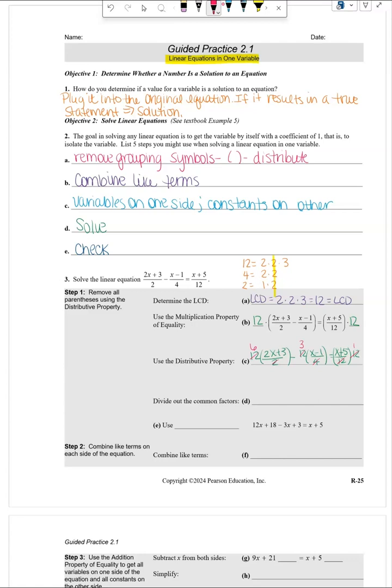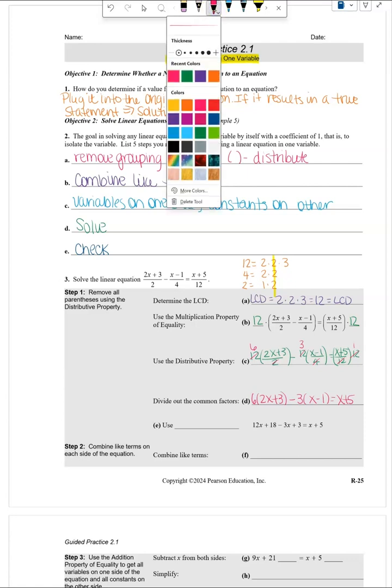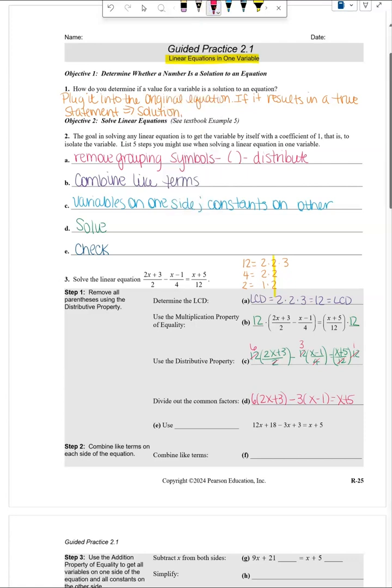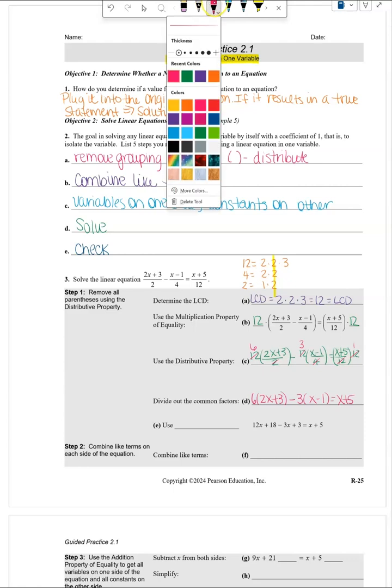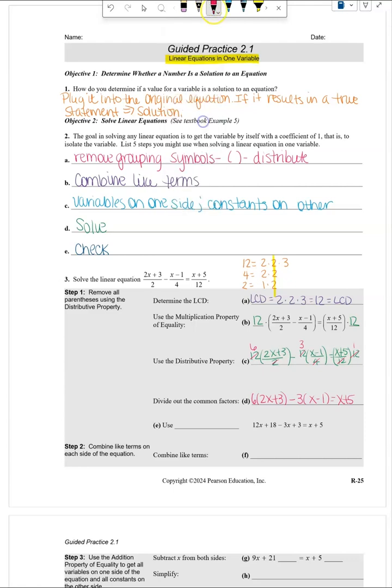Since we've divided all those out, we could write this like 6 times 2x plus 3 minus 3 times x minus 1 quantity, and then x plus 5. Well, that's just times 1, so I'm not even going to mess with that once again. Now, we're going to have to get rid of the grouping symbols. That's the first thing that we said we were going to try to do.